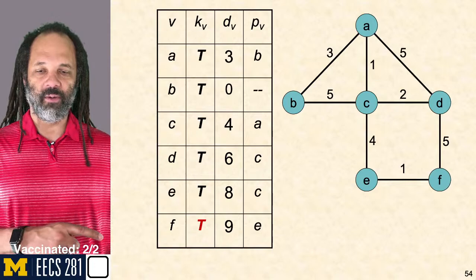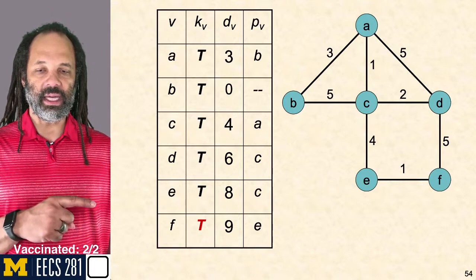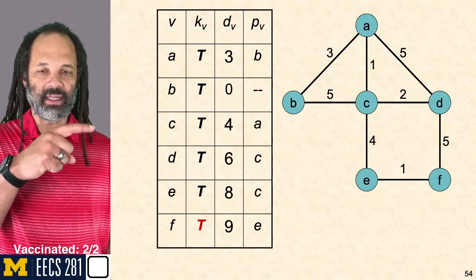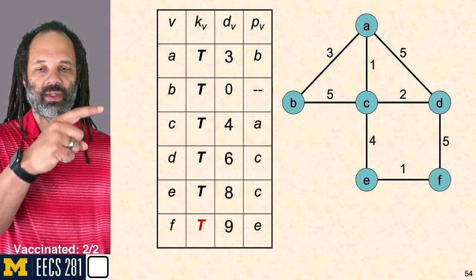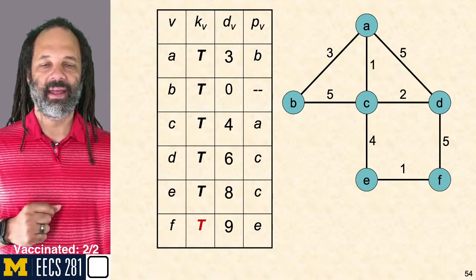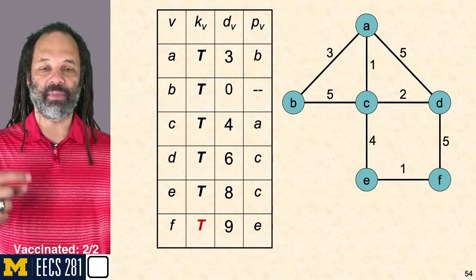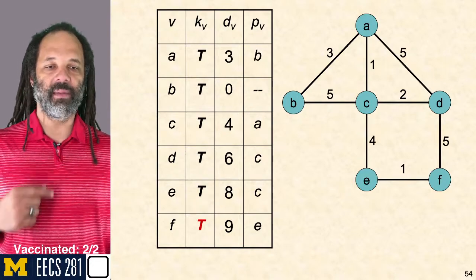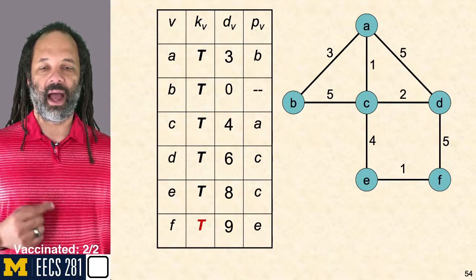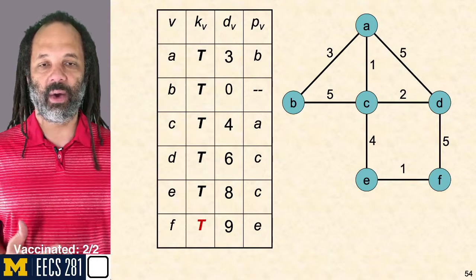So if we go from F back to E, E goes back to C, C touches to A, A goes to B. So that's our path that we would take. That's our shortest path. F to E to C to A to B, that costs us our 9, and this is how we use Dijkstra's algorithm.